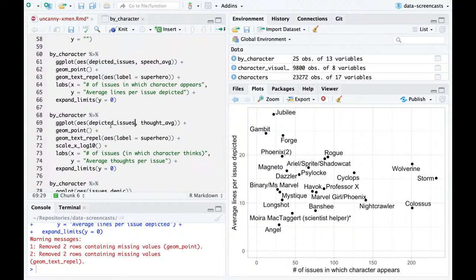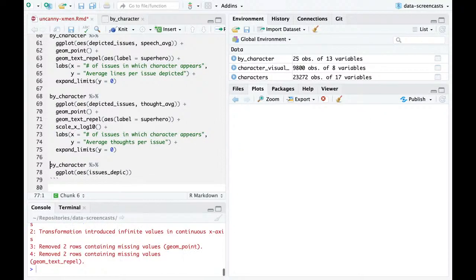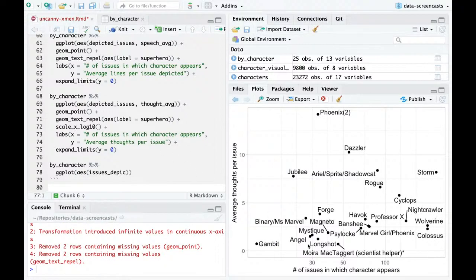And I'm also going to put depicted issues on the x-axis, the issues in which characters appeared. This is the right one. People understand the denominator here. All right, and now this actually shows more clearly Phoenix, which as I said, maybe is Dark Phoenix, like maybe Jean Grey, a telepathic and telekinetic character. So maybe they do a lot of thinking, thought bubbles that maybe are communicating with other characters. Interesting. I don't know anything about Dazzler, but Dazzler does a lot of thinking. Storm does the most thinking out of the main crowd.